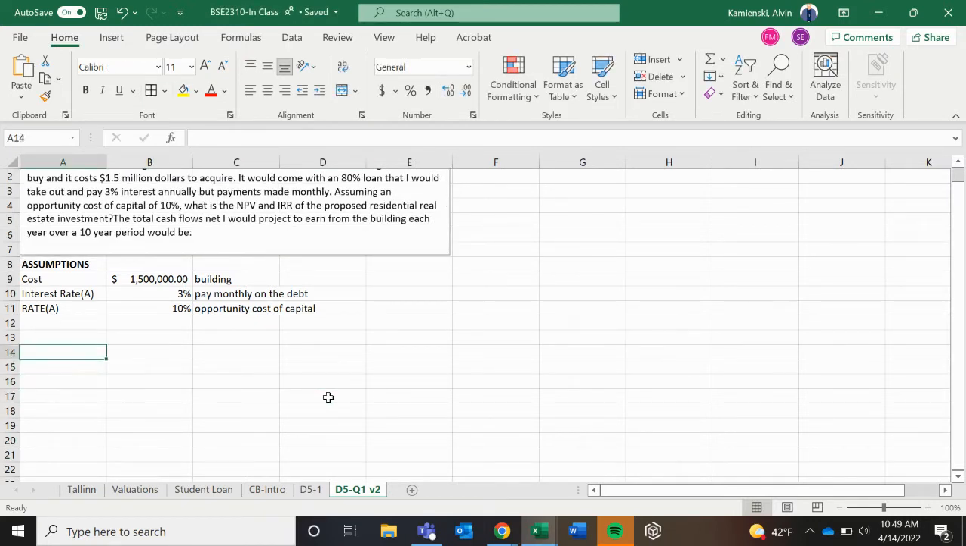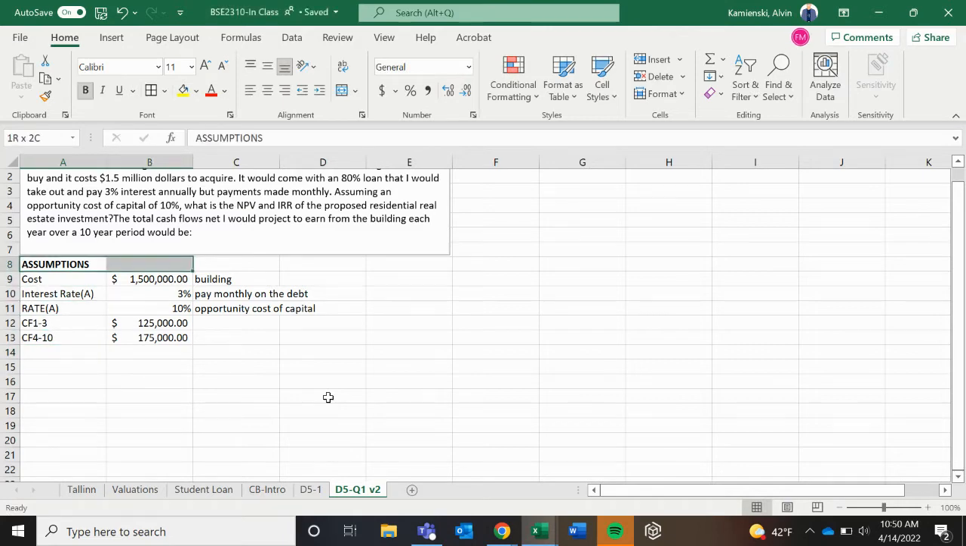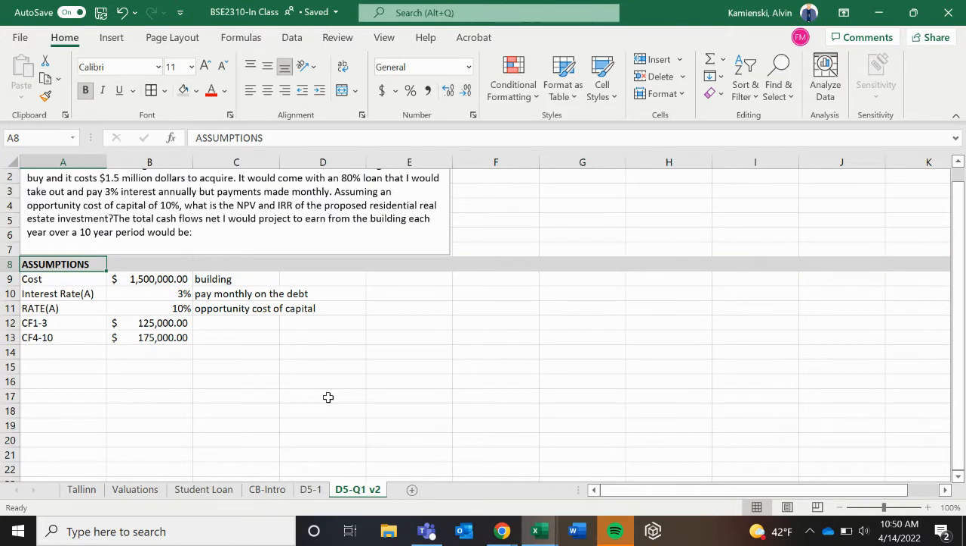Okay. Any other assumption that I need to know is that I'm going to earn certain cash flows in period 1 to 3, and that's $125,000. And then I'm also going to earn cash flows in the remaining years from years 4 through 10 of $175,000 per year. So if those are our assumptions, let's go ahead and get to the solution here.